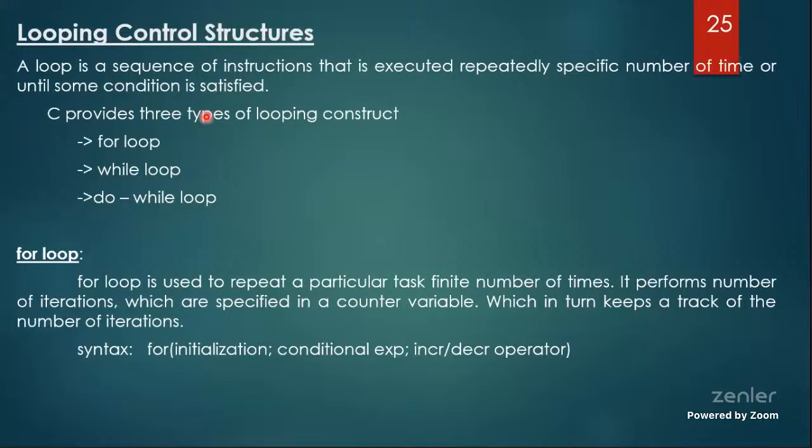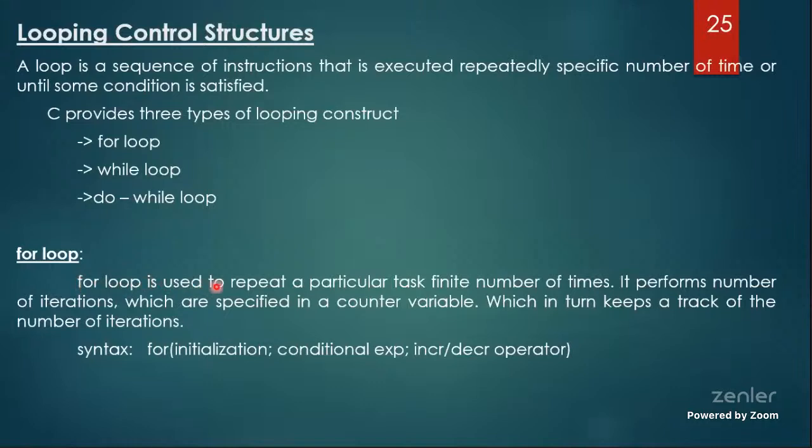So C provides three types of looping constructs. In this itself, we have three types. What are those? We have to complete all this today itself. So try to understand: for loop, while loop, and do while loop. Okay, so here let us go for the first one, for loop. Very important topic.